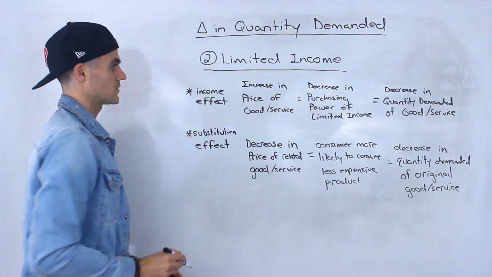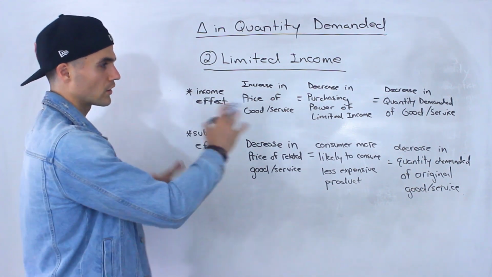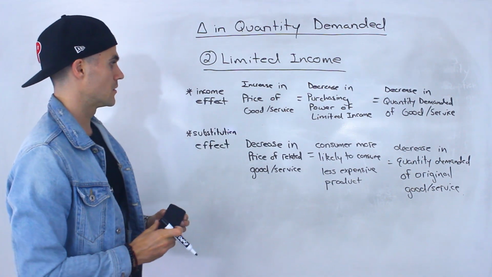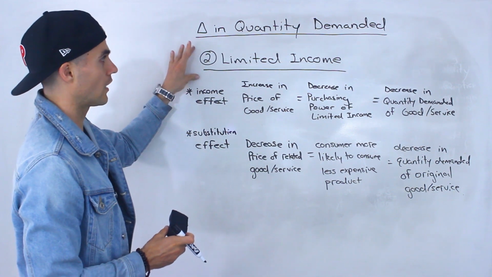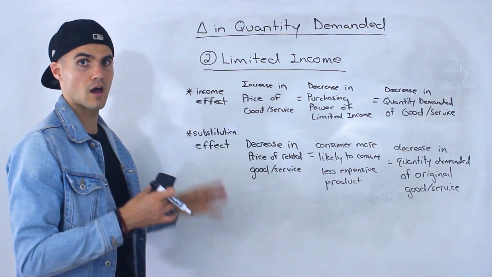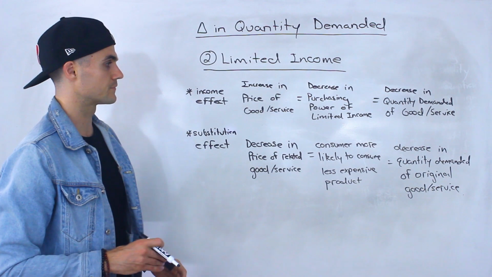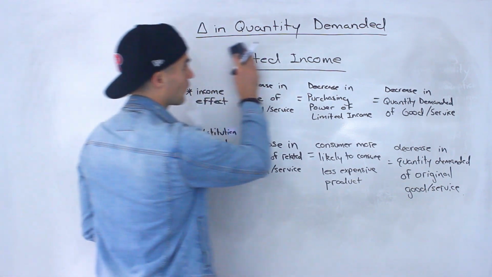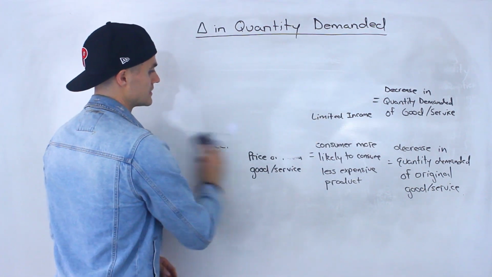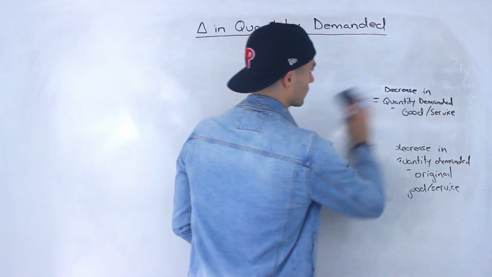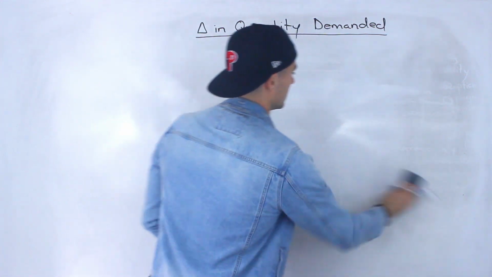So you may see your textbook talk about both of these effects. They might word it in a different way than I did, but both of them fall under that perspective of limited income. And so that's pretty much it for the change in quantity demanded. So let's do a quick little summary of what we went over.